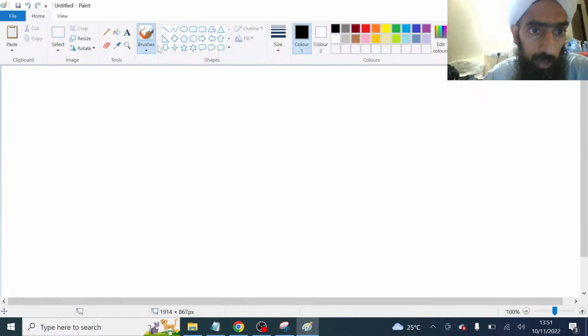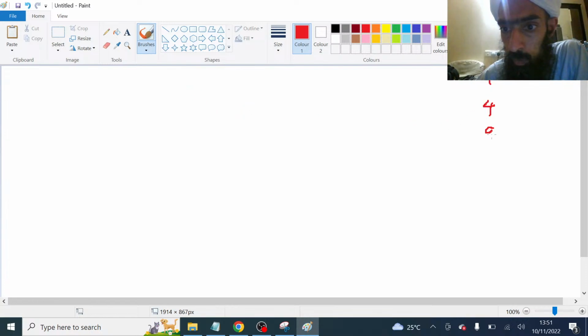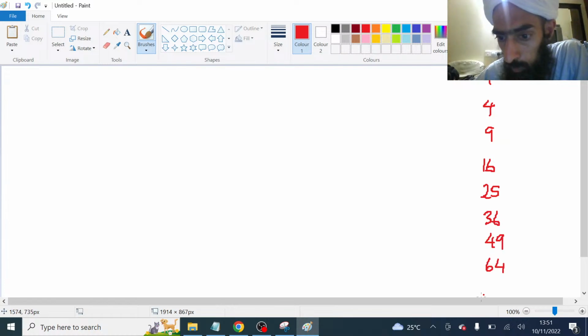So the first thing to do is think about what numbers can be square rooted, and that means you need to know your square numbers very, very well. So let's write them on the side. We've got 1, 4, 9, 16, 25, 36, and just make a list of all your square numbers if this is the first time you're doing this kind of topic.